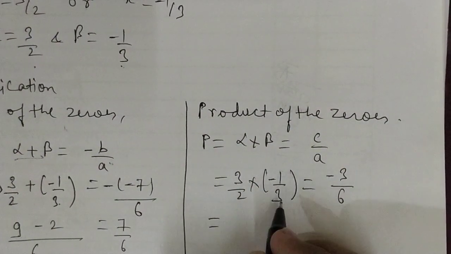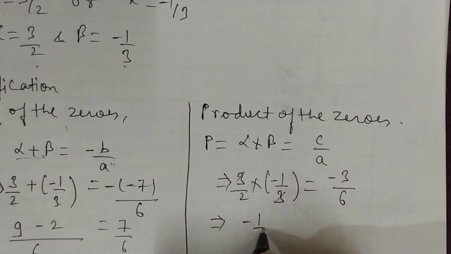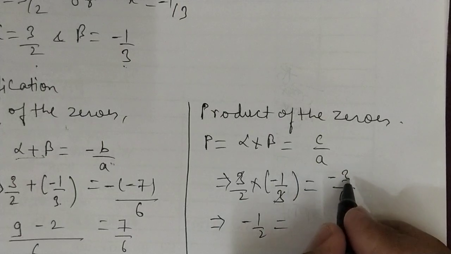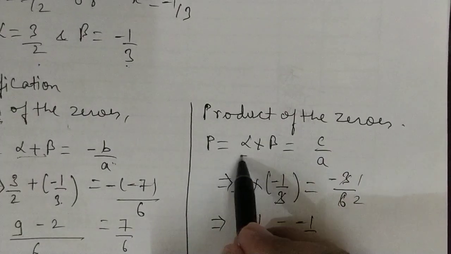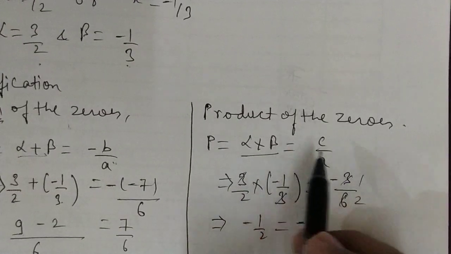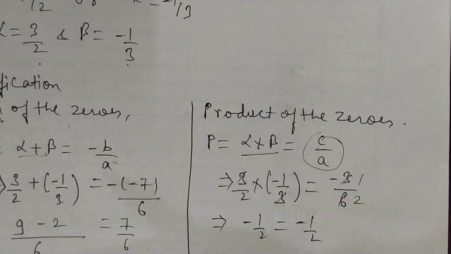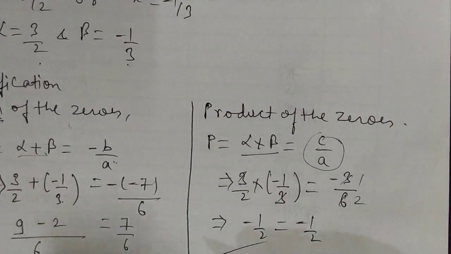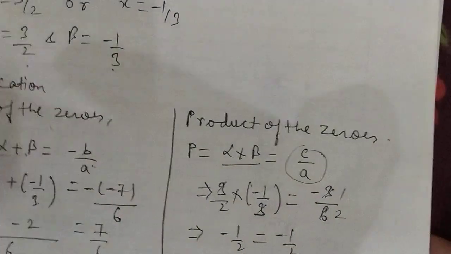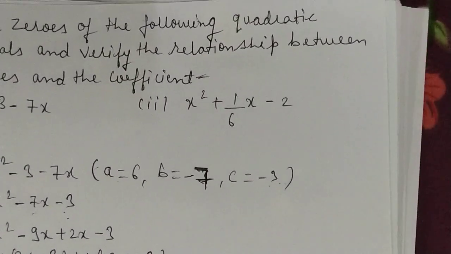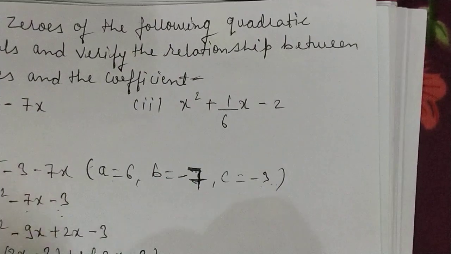Is this clear? So see here, this 3 will cancel out, so minus 1 by 2 is remaining. When you simplify this, you will be getting minus 1 by 2. So by actually doing multiplication and by applying the formula from coefficient, you are getting the same result. That's why our result has been verified. Is this clear? This is the next question. You have to solve by your own in your classwork copy.